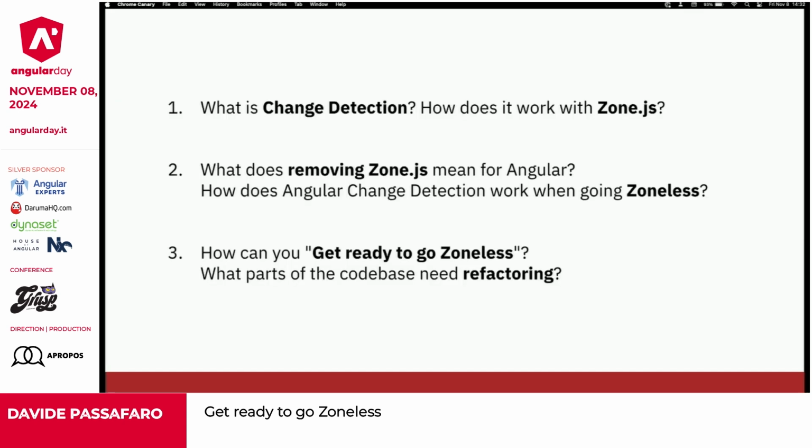So today, I would like to give you the information to answer these questions. What is change detection, and how does it work with Zone.js? But then the most important topic is what removing Zone.js means for the framework, and how change detection will work without Zone.js. Then at the end, we are going to talk about how you can get ready to go Zoneless, so what you need to do. It's not a huge work that you need to do, but it's better that you know what you are doing. So let's start with the first one.